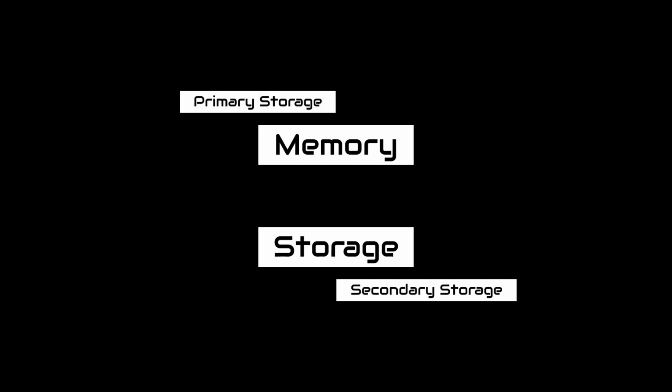Sometimes people refer to memory as primary storage and hard drives as secondary storage. This makes sense somewhat since both store data. The only difference is that memory stores data that the CPU directly accesses, and hard drives store data that is passed along to the CPU through memory.